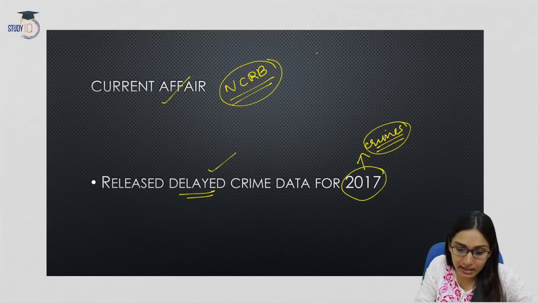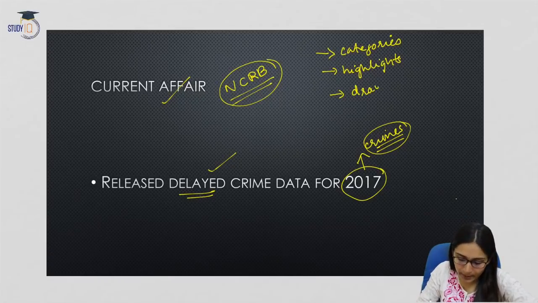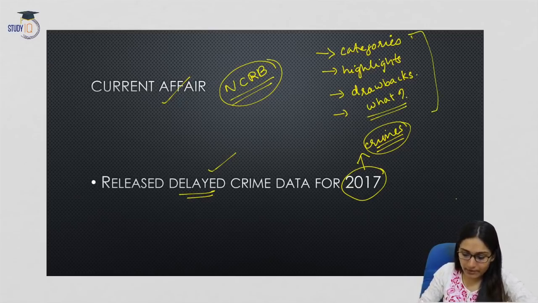So in this lecture we will be looking at what the categories of data are. We will also see what the important highlights of this data are. We will also look at the drawbacks of this report. And we will also see what else could have been included in it. So these are the topics that we will discuss today.